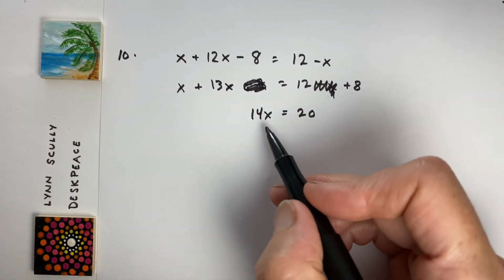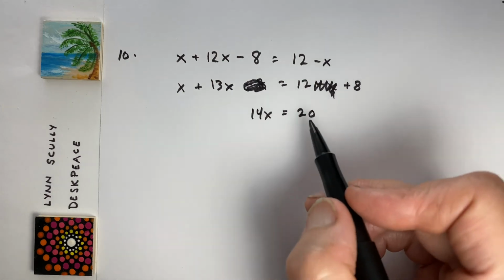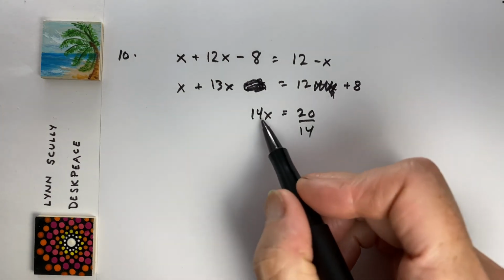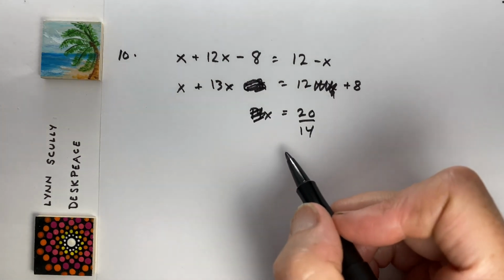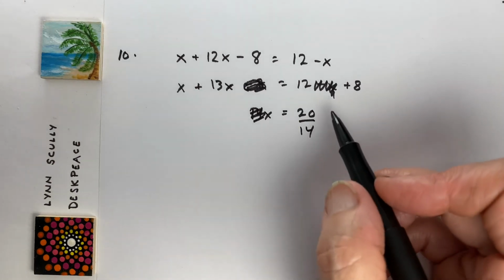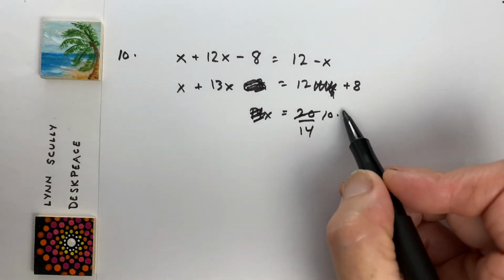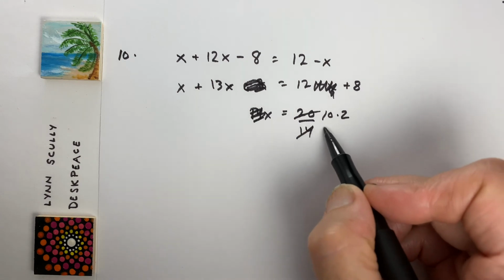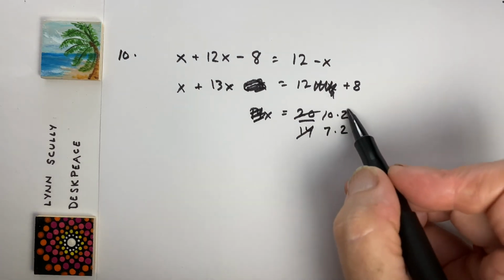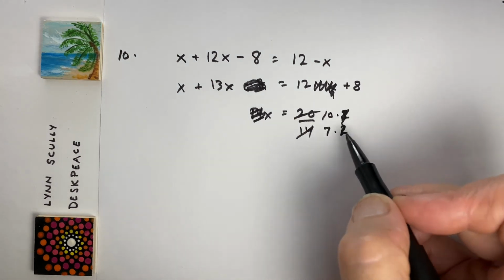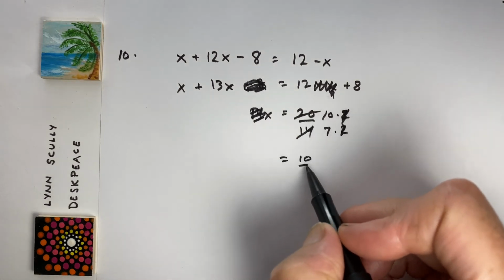I want to get this x alone. 14 is attached by multiplication. Move it by division to the other side of the equal sign. And I have x equals 20 over 14. I can write the 20 as 10 times 2. I can write the 14 as 7 times 2. 2 divided by 2 is 1, so my final answer is 10 over 7.